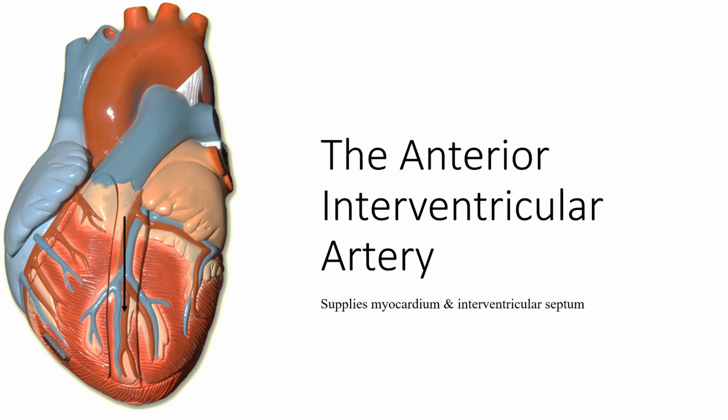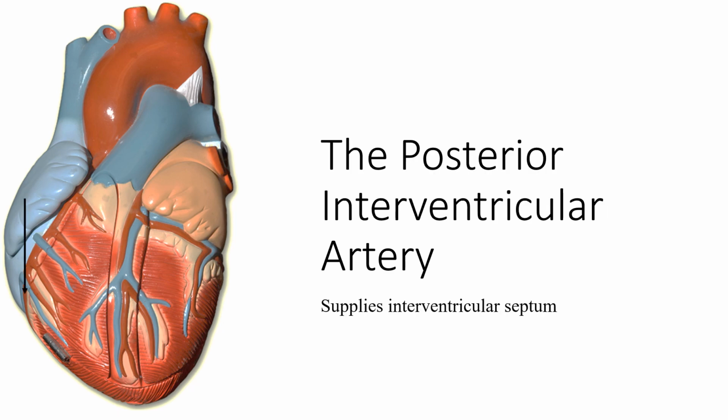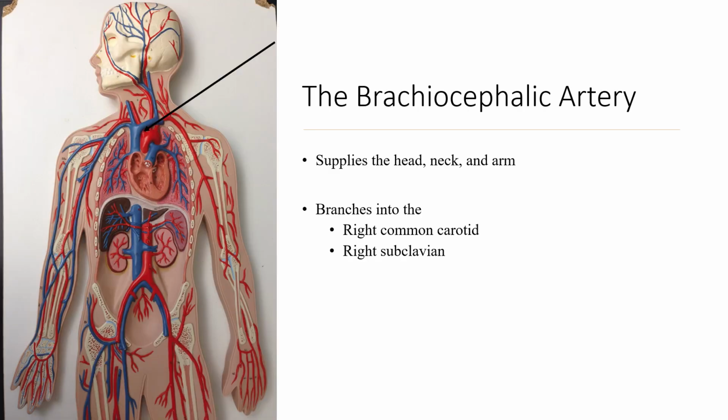The anterior interventricular artery is supplying the myocardium and the interventricular septum. The right marginal artery is, of course, supplying the right ventricle. And the posterior interventricular artery is supplying the interventricular septum. So those are the arteries that are stemming from your coronary artery, supplying your heart with oxygenated blood.